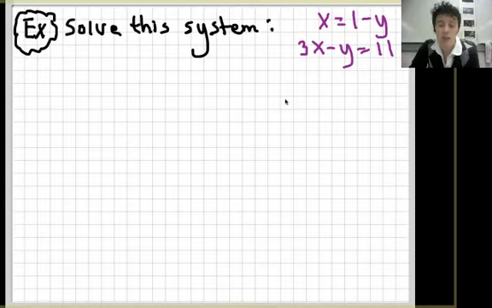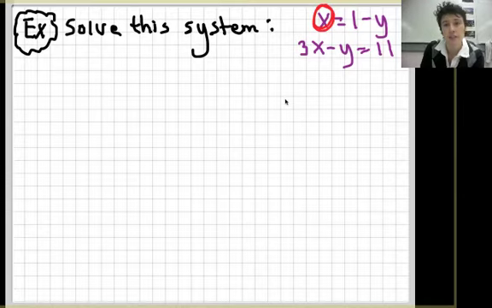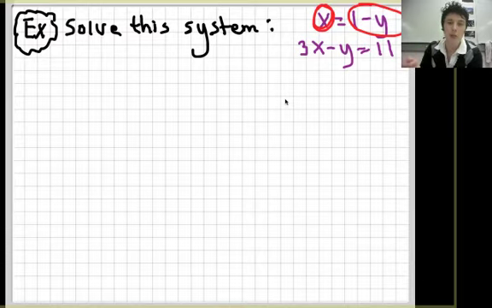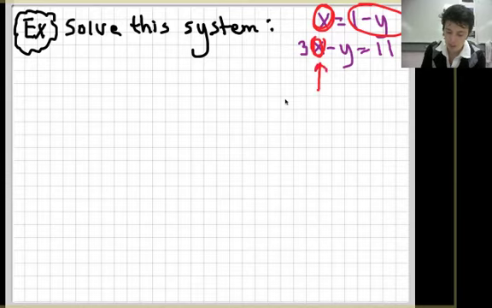Alright, so here's what you should have done. We're going to go through it now. You should have noticed that the x is all by itself and it's equal to 1 minus y. So we're going to bubble those two. Which means if x is equal to 1 minus y, I'm going to take the x that matches it in the second equation and basically replace it with 1 minus y. I'm going to substitute it in.